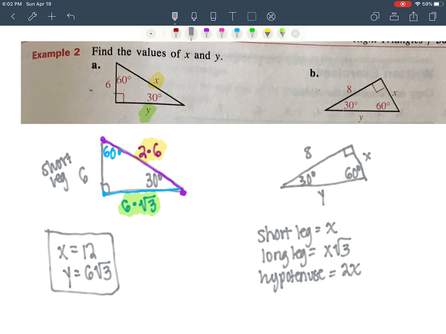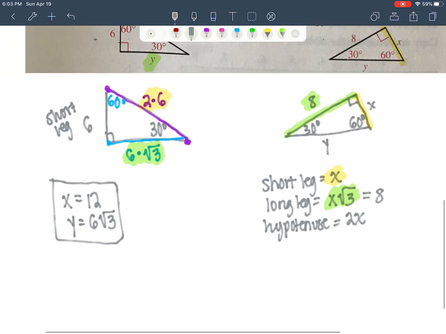Okay, so we've got the short leg is X, because it was all about the short leg. So here's our short leg right here. That's X, right? And the long leg is X times the square root of 3, and that's across from the 60. That's 8. So that's what I'm going to write, equals 8. So X times the square root of 3 equals 8. Well, that's going to help me find X.